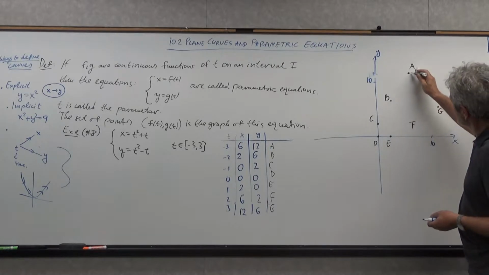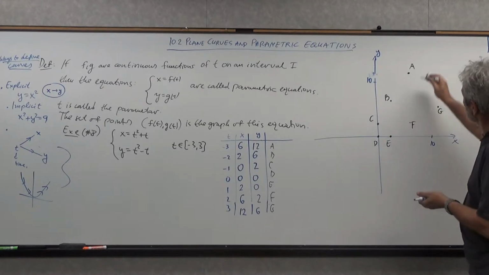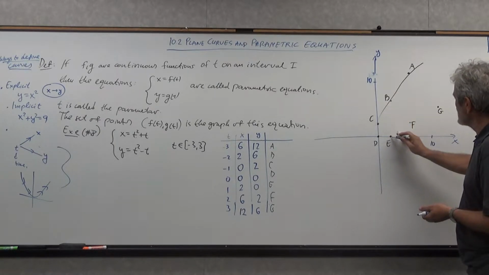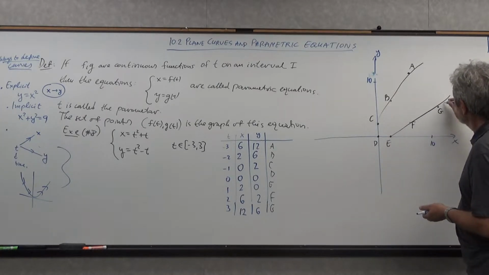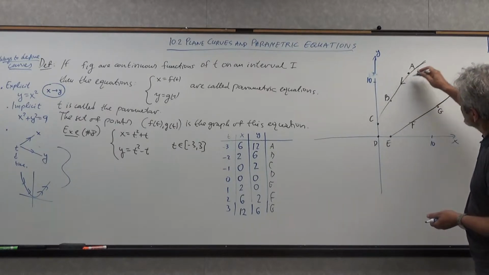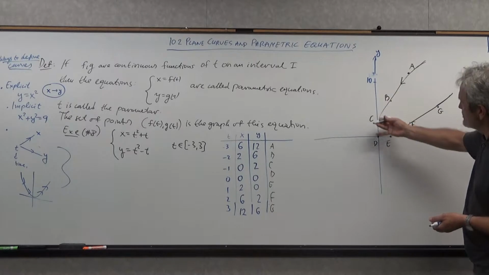So generally we see that our graph goes like this. And then I'm not sure what happens here. So it looks like this probably. And this is the direction of motion. So we started at A, we moved here.